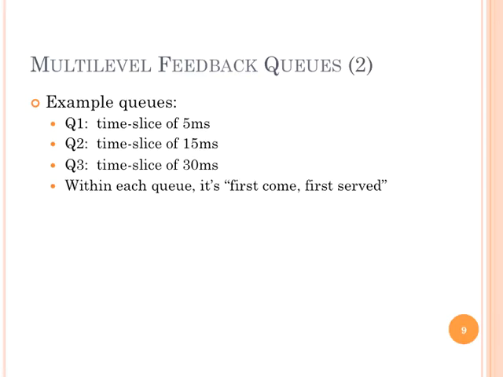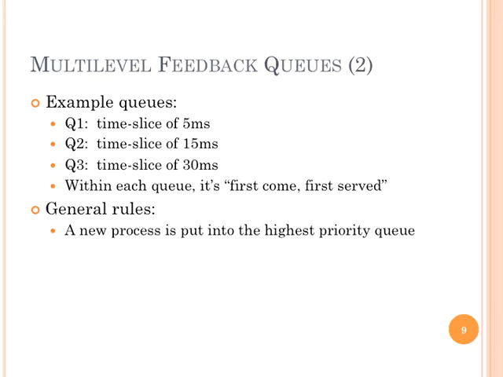Really simple example. We have 3 queues, 3 different time slices, 5 milliseconds, 15 milliseconds, and 30 milliseconds. And each queue is just going to be round-robin scheduling. So the rules generally follow that if I have a new process, I assume the best about it, and I throw it into the highest priority queue. So I always give everybody a chance to really please me and impress me.